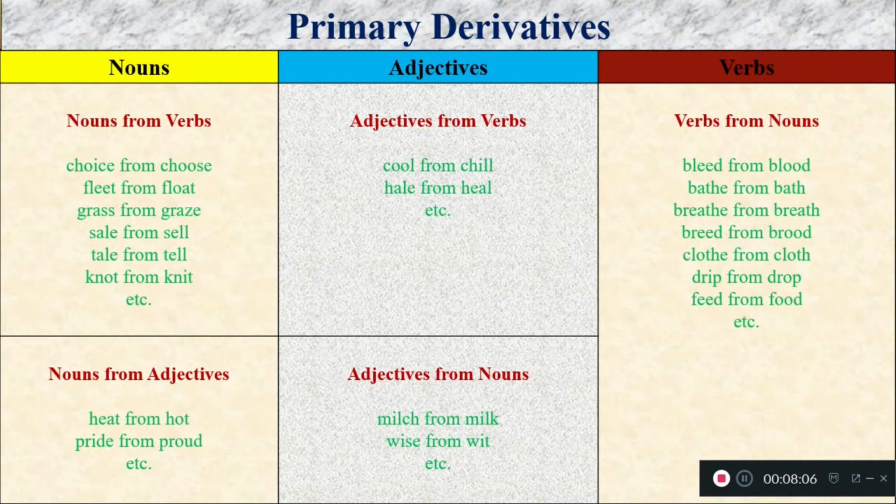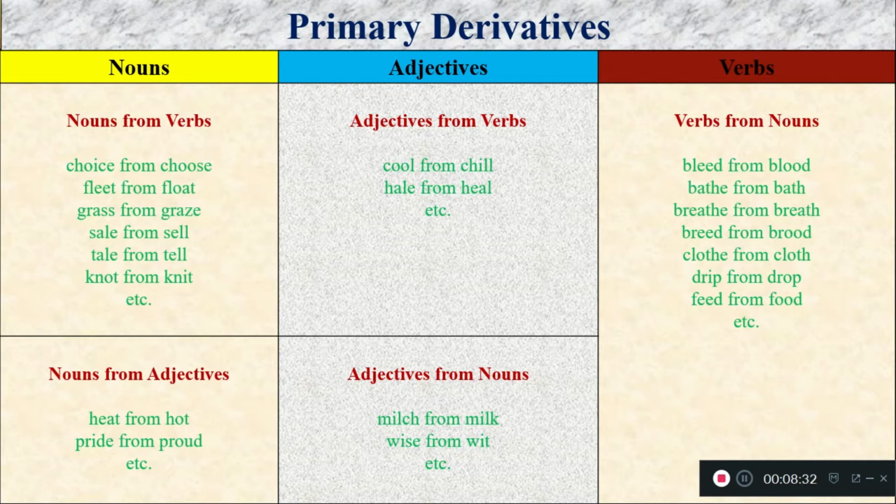The nouns can also be formed from adjectives. For example, heat from hot, pride from proud, etc. Then adjectives. The adjectives can be formed from verbs. For example, the adjective cool has come from the verb chill. Similarly, hell has come from heal.